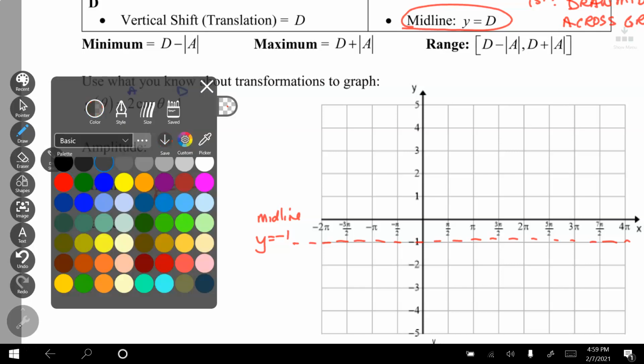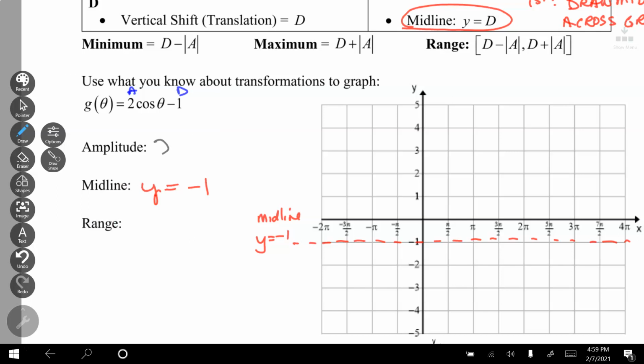My amplitude is this number up front. It's 2. That means I'm going to go up 2 from here and down 2 from here. And this is my max, and this is my min. And therefore my range is from -3 to 1. And this is a positive cosine graph. It's a positive number, so it's a positive cosine.